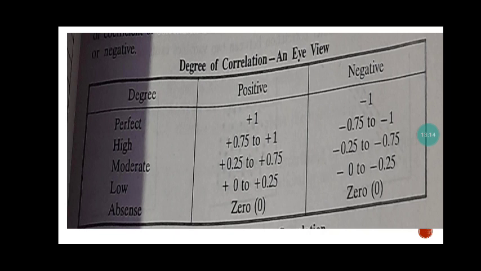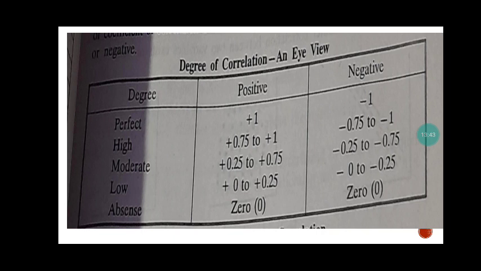The next degree is the moderate degree of correlation. So again, if there is positive moderate degree of correlation, you would find that the coefficient of correlation would lie between +0.25 to +0.75. And if there is negative moderate degree of correlation, you would find that the coefficient of correlation would lie between -0.25 to -0.75.